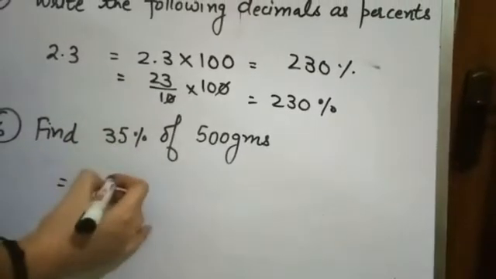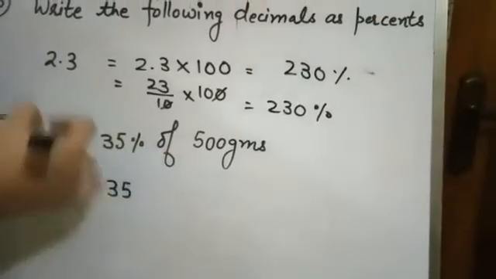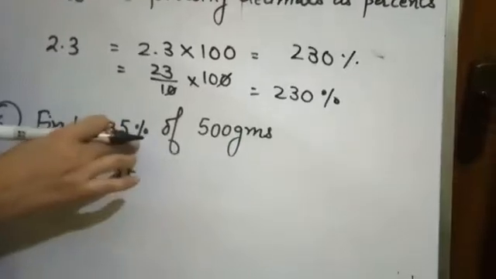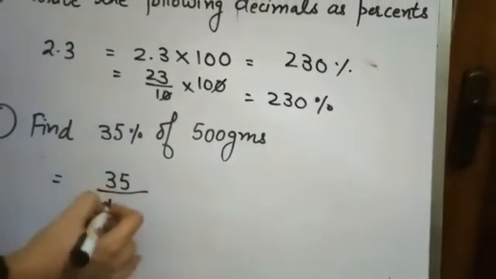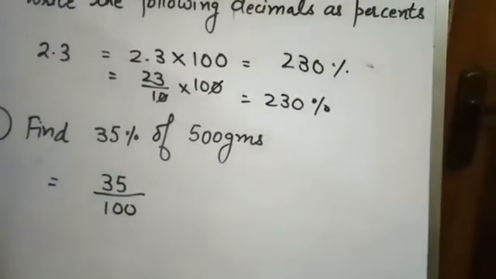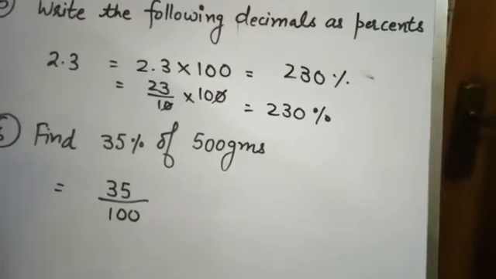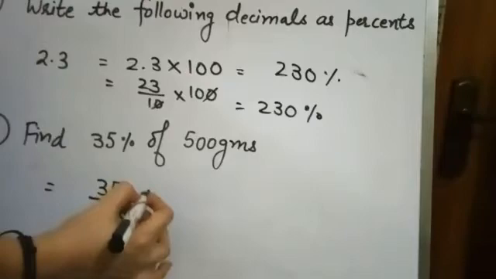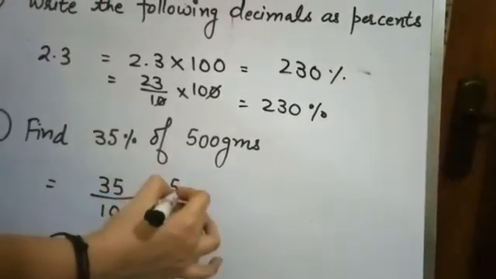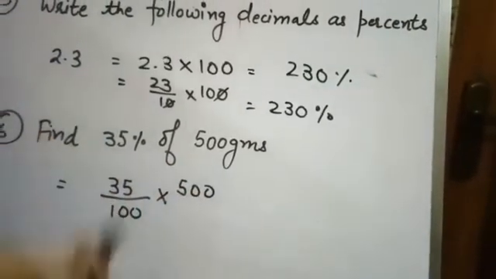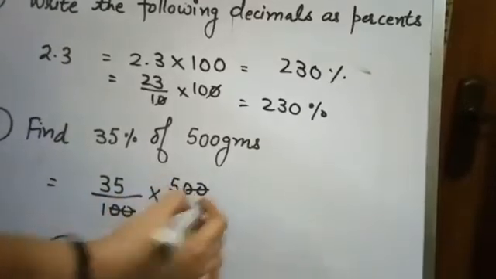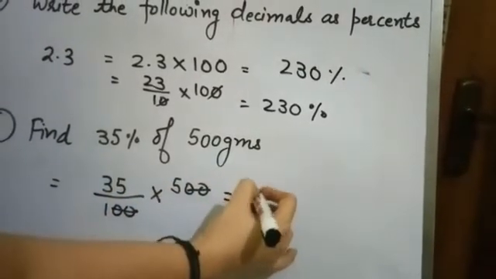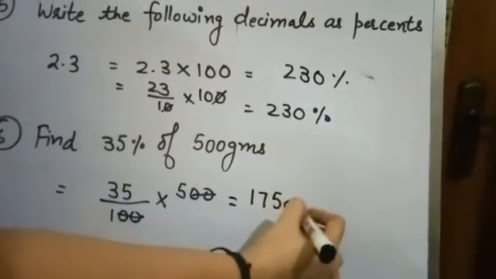Otherwise, the simplest way is to simplify this. First remove this percent, that is, we are going to multiply the number in the denominator with 100. So there is 1 into 100, that is 100. Of means multiplication, 500. We are taking the digits only because we are taking out the values. So 100 cut with 100, 35 5s are 175 grams.